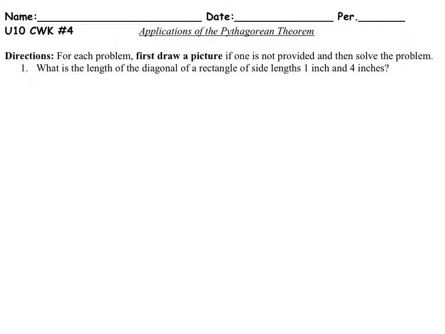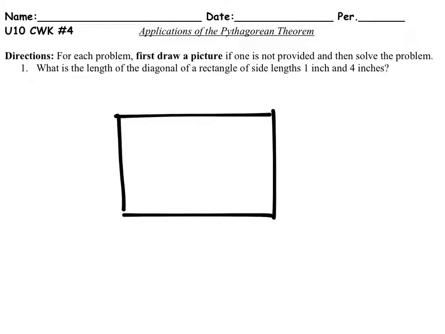Alright. It asks for the diagonal. So what is the length of the diagonal of a rectangle of side lengths 1 inch and 4 inches? So let's go ahead and draw ourselves a nice rectangle up in here. And the side lengths are 1 inch and 4 inches. It's not drawn to scale, and that's okay though. But we want to find the diagonal right here.